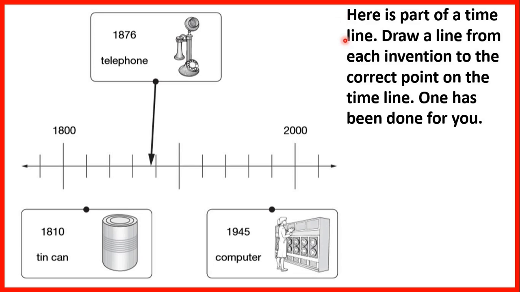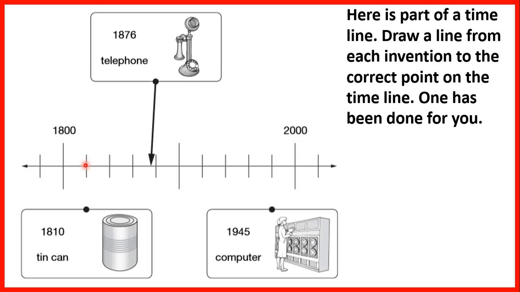Here is part of a timeline. Draw a line from each invention to the correct point on the timeline. One has been done for you. So the telephone was invented in 1876, and that's the point on the timeline.